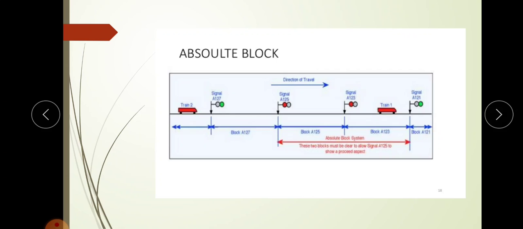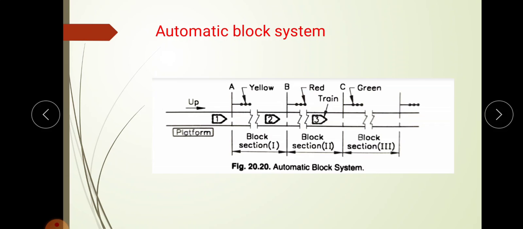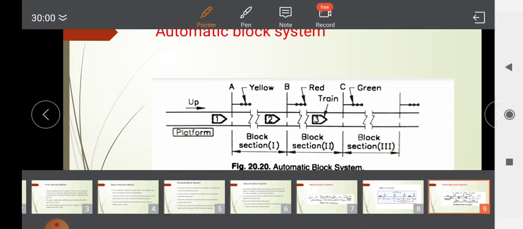Next, this is also a figure showing the absolute block system. Here the signal is green, so the train is able to enter here, but here the signal is red. That is, the train cannot move into this section because there is a train here. When this train enters this section, the signal will become green, and this train can move into this section. So this is the absolute block system. Next is the automatic block system.